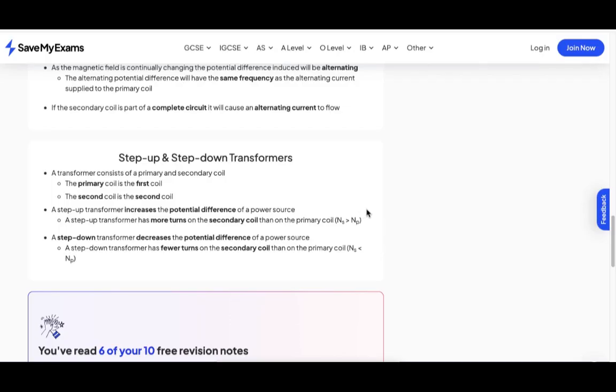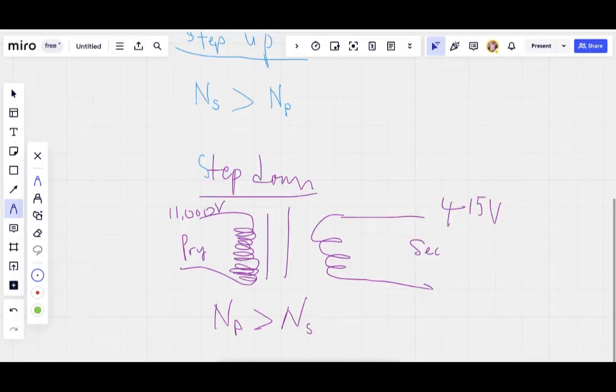So a step up and step down, this is just the difference. For step down, a transformer decreases the potential difference. The potential difference is voltage. EMF is voltage. I've already said this. That means it will decrease the voltage. For step up, the transformer will increase the voltage or the potential difference.